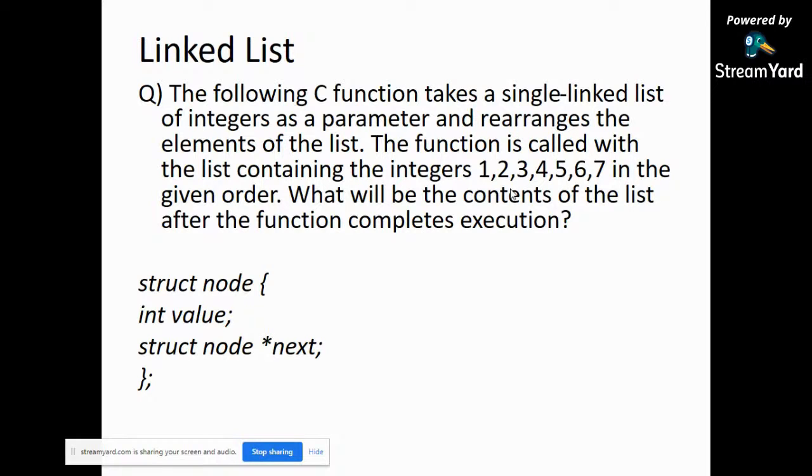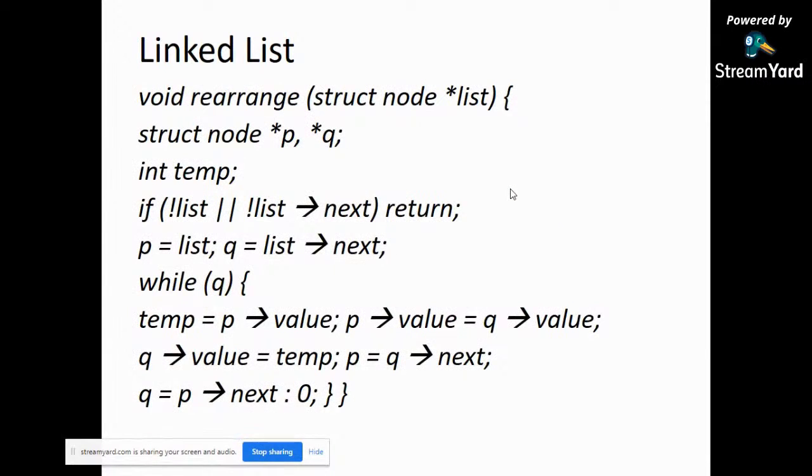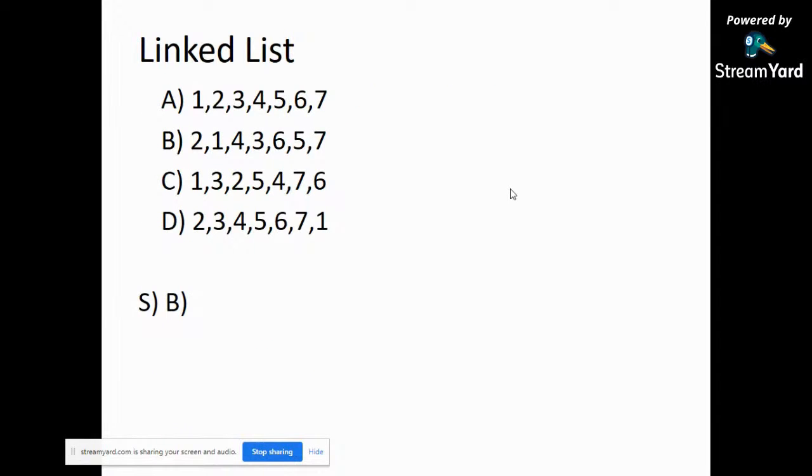Now P will point to 5 and Q will point to 6. Again swapping hoga, so now the sequence will become 6 5. So it is 2 1 4 3 6 5. Now 7, and now we don't have any element. So Q में जो है Q of next जब हम डालेंगे तो Q में null आ जाएगा. Null जैसे ही आ जाएगा हम while loop से बाहर आ जाएंगे. Now after this the result is, so the correct answer is option B. It is 2 1 4 3 6 5 7.